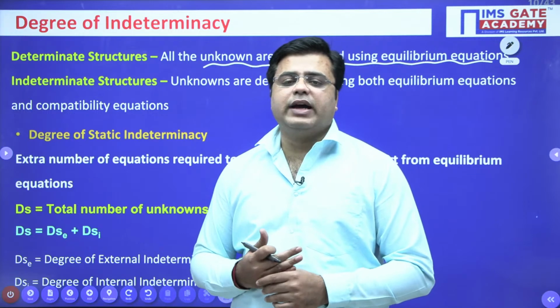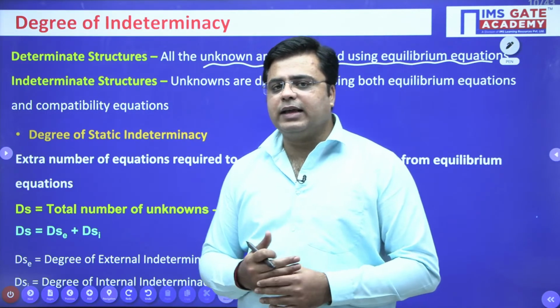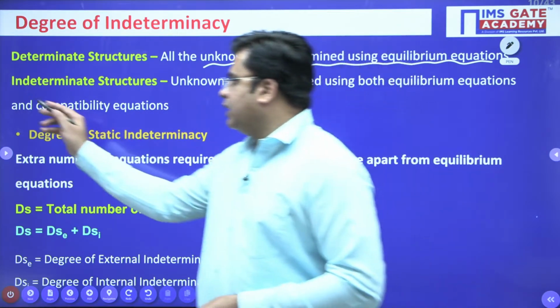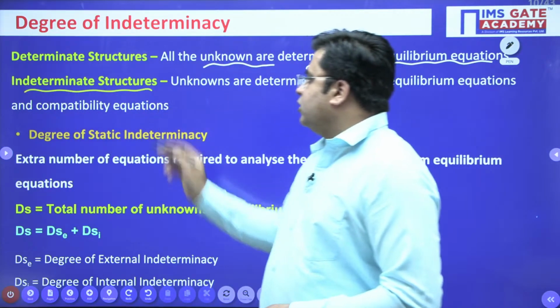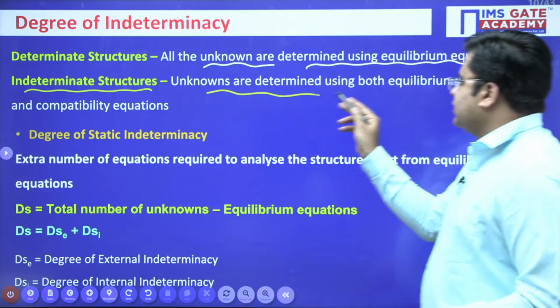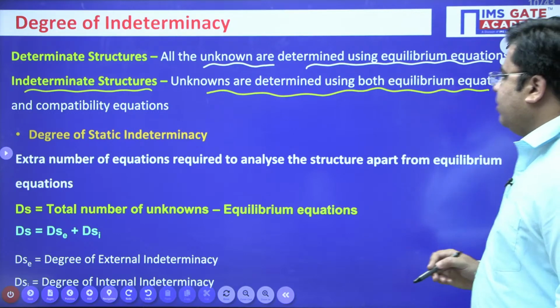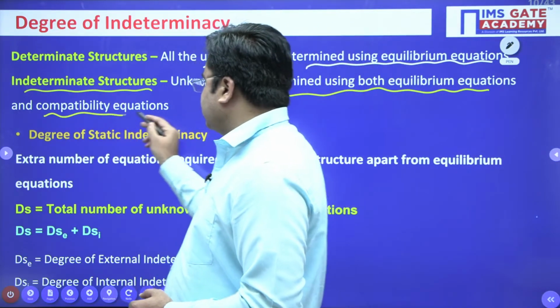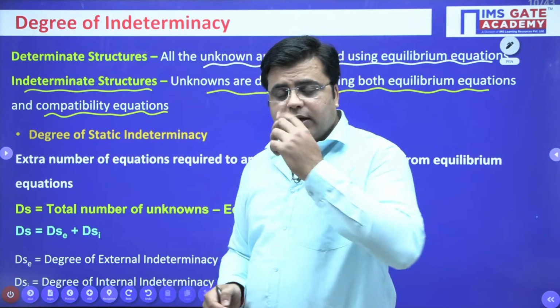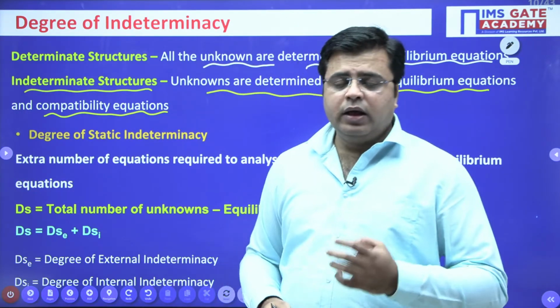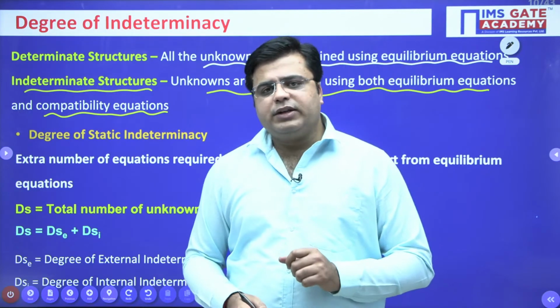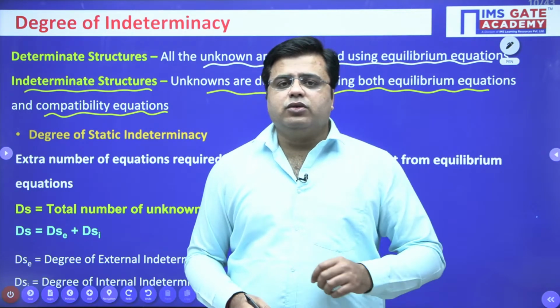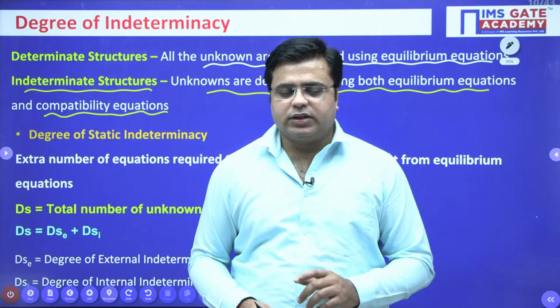When some additional equations are required in order to calculate these unknown reaction forces, then in that case, that structure is known as the indeterminate structure. So whenever unknown reactions are determined using both equilibrium equations and additional equations that are known as the compatibility equations. If additional compatibility equations are required apart from the equilibrium equations, then that structure is known as indeterminate structure, okay?